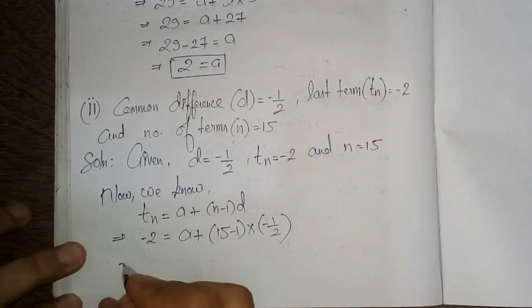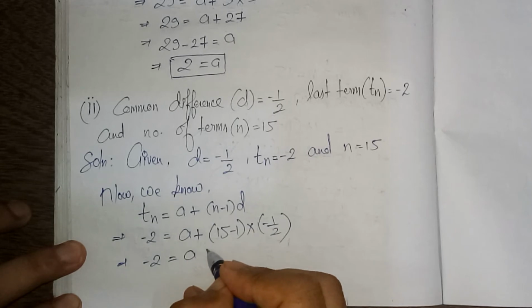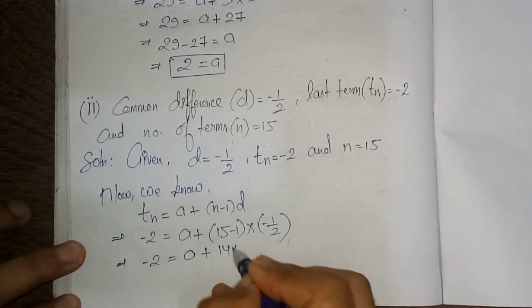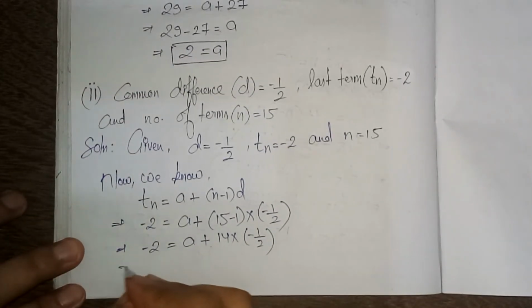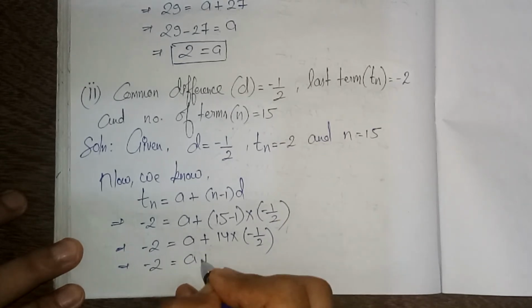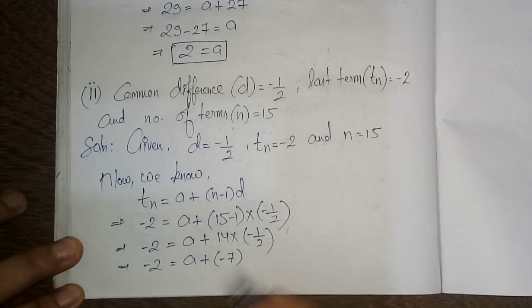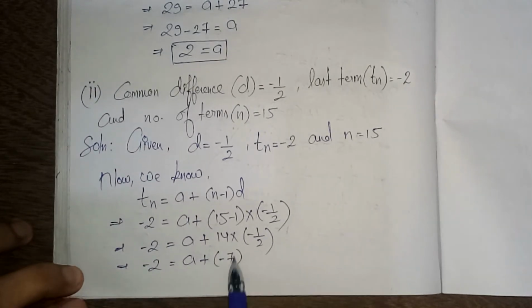Now this is minus 2 equals a plus 15 minus 1, which is 14, multiplied by minus 1 by 2. Now if we simplify this one, we get minus 2 equals a plus, this is minus 7, right? 2 times 7 is 14. So we have plus into minus, which is minus, yes, we have done it correctly.